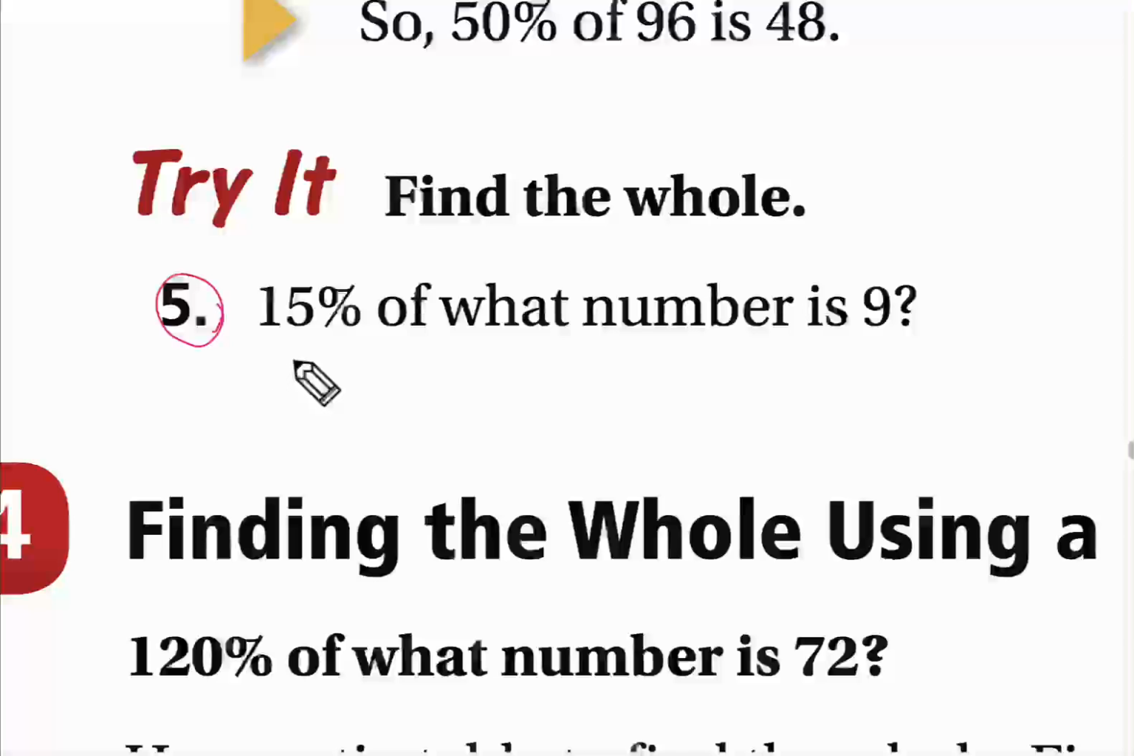Okay. It is 1/6. No, let's make it in steps. So let's write it with denominator 100 first. So it's 15/100.